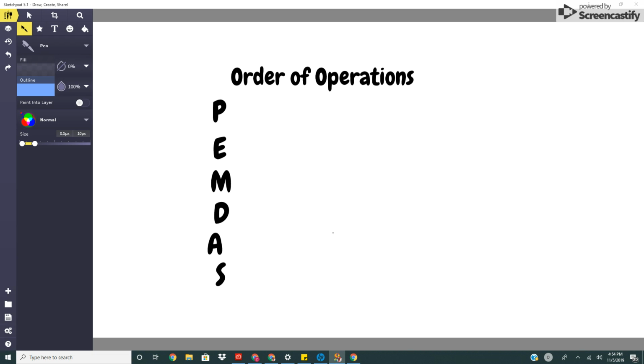So first, every letter in PEMDAS stands for something. We are going to go through and say what they mean and then apply them. So let's start with P. P stands for parentheses.